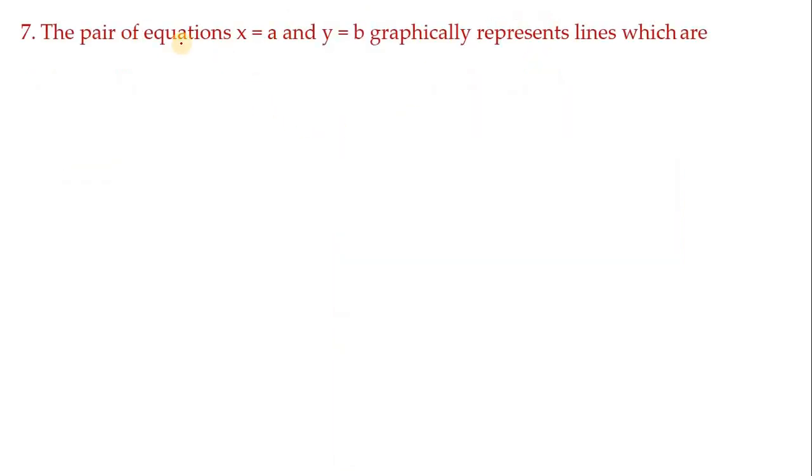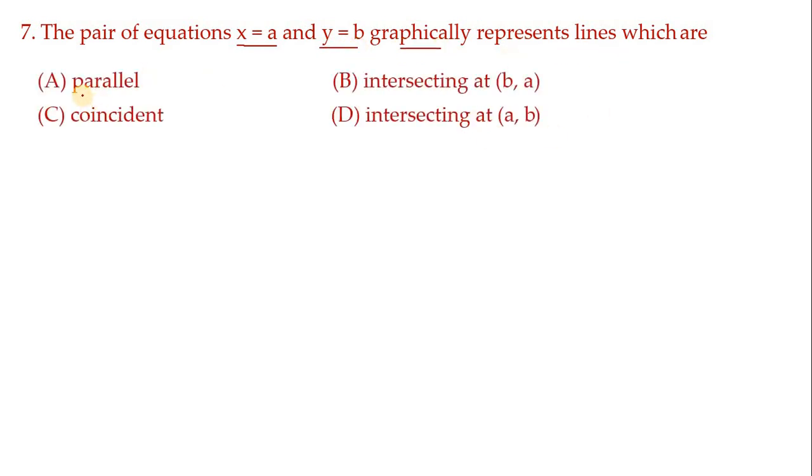Next, move on to the another one. The pair of equations x equals to a and y equals to b graphically represent lines which are: parallel, intersecting at b, a, coincident, intersecting at a, b.